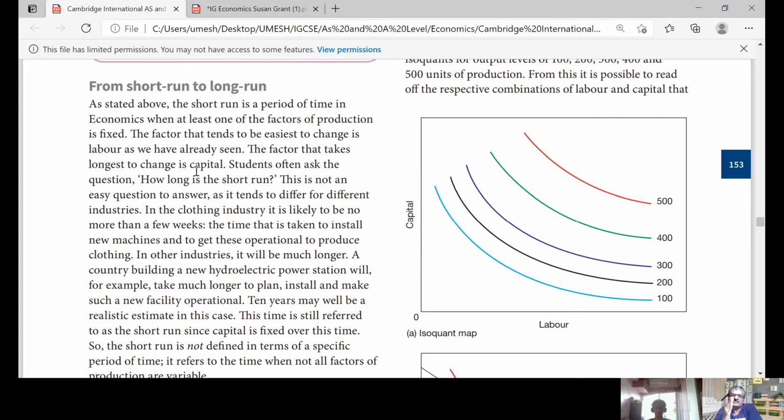Now we are moving from short run to long run. As stated above, the short run is a period of time in economics when at least one of the factors of production is fixed. The factor that tends to be easiest to change is labor, as we already saw. The factor that takes longest to change is capital. Students often ask the question, how long is the short run? This is not an easy question to answer.